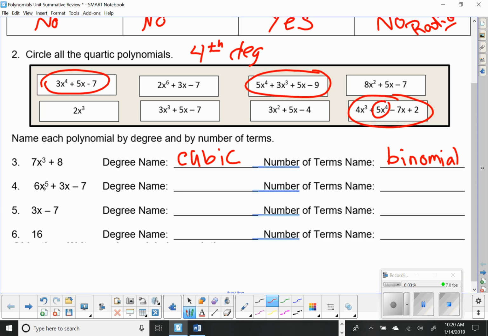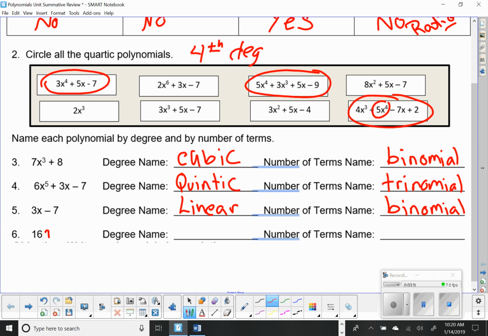This next one, I have a 5th degree. So this is a quintic. And there's 1, 2, 3 terms. So this is a trinomial. The next one, the highest degree is 1. So that is linear. We have 1, 2 terms. That makes it a binomial. This last one is 16.